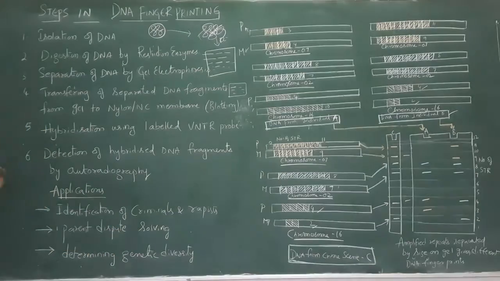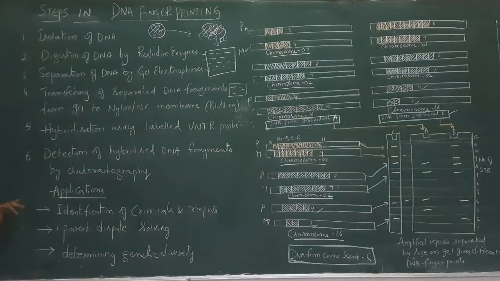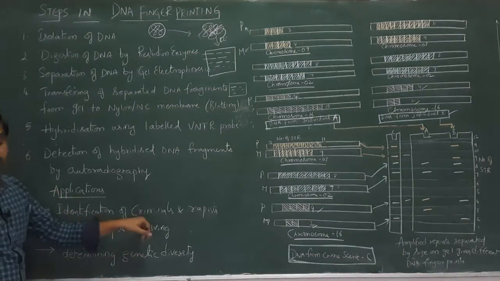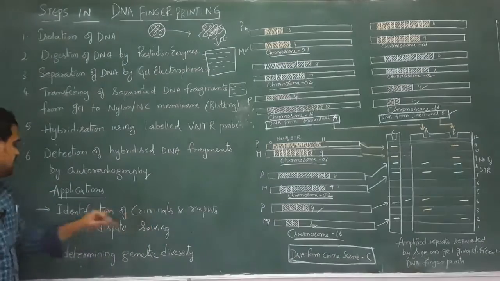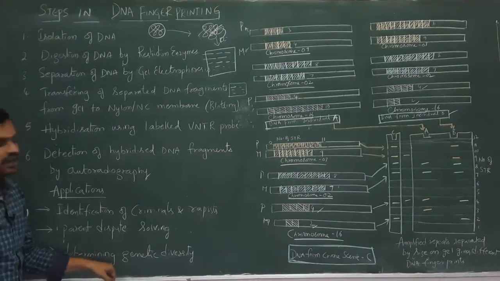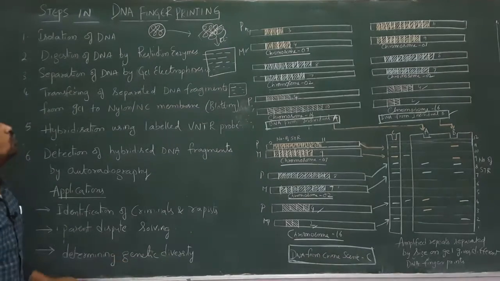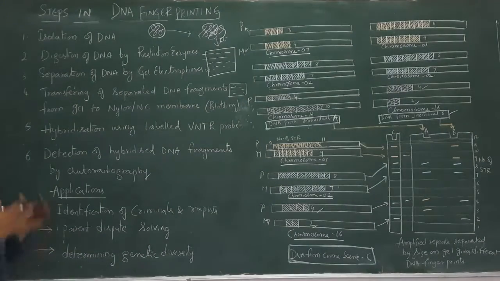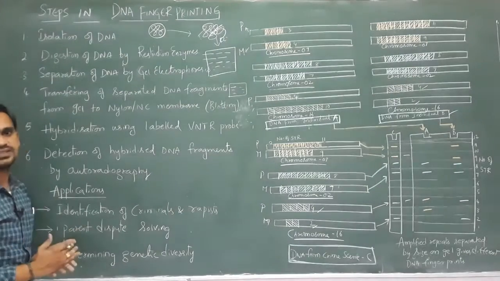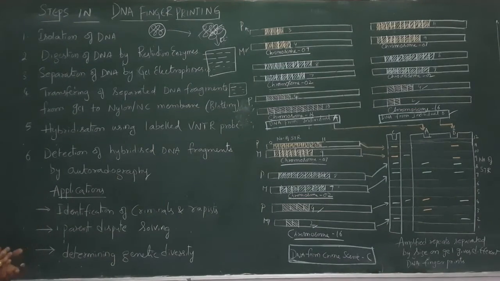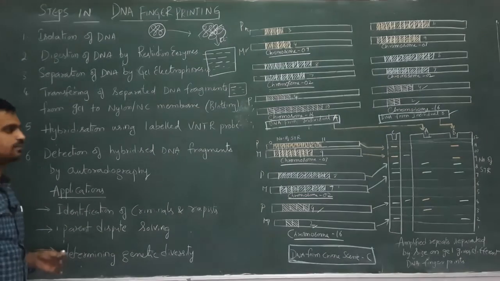Now coming to the applications of DNA fingerprinting. There are different applications. The first application is the identification of criminals and rapists. Next, parentage dispute solving. Next, determining genetic diversity. So DNA fingerprinting is a very sophisticated technique which is used in forensic applications. So this is about DNA fingerprinting. With that we completed molecular biology. Thank you.